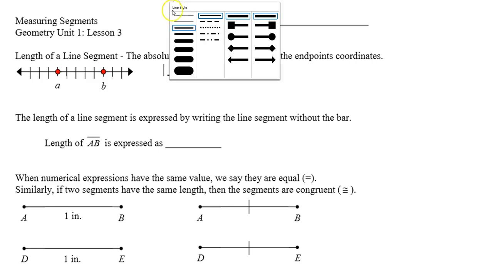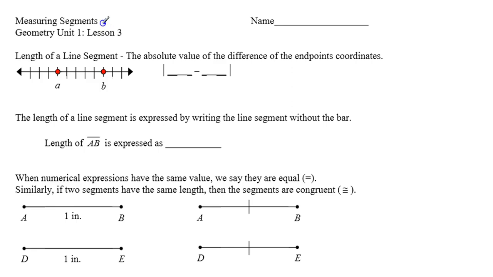So we're going to talk today about measuring segments, and as we recall from previous definitions, a segment has two endpoints, and it's all the space in between. Okay, so first thing, if we want to find the length of a line segment, it's the absolute value of the difference of the endpoints. So here's our segment AB, and so this would be B minus A.